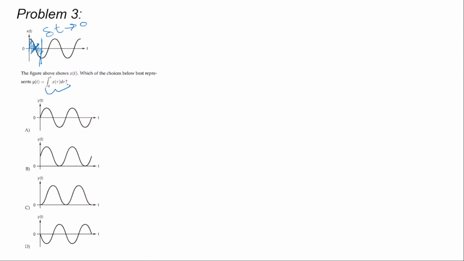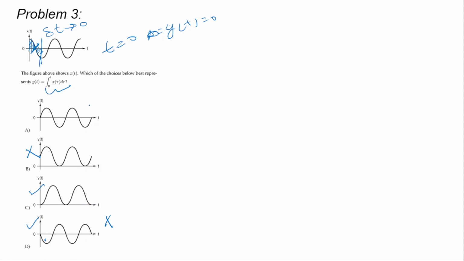Now let's see which curve satisfies this. At time t equals 0, the area is 0, so y of t equals 0. Which curve satisfies this? This one does not satisfy, this satisfies, and this also satisfies. But at a time just after t, the area is positive. So this one does not have the positive, because this value is negative. Okay, so this is not true. So either 1 or 3 can be true.